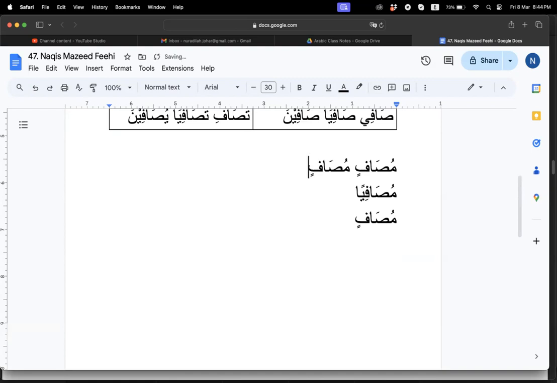What about the dual? Musafiyani. Good. And the nasab and jar will be? Musafiyani. Good. And the rafa' version will be?